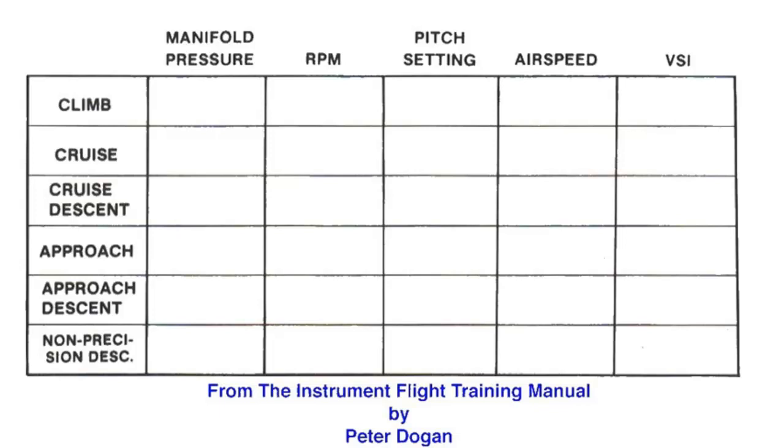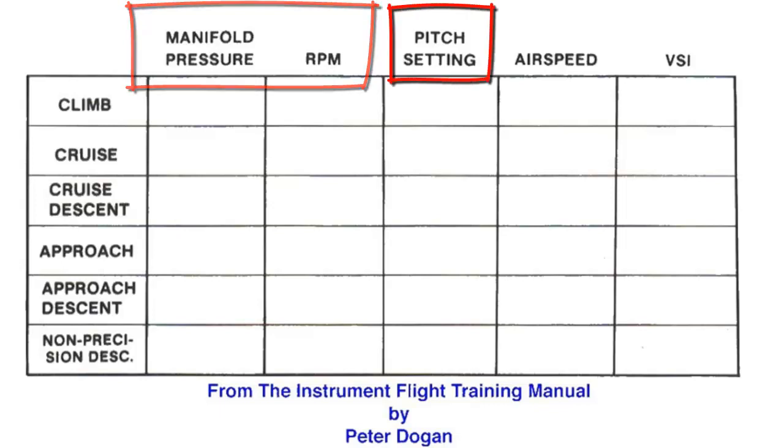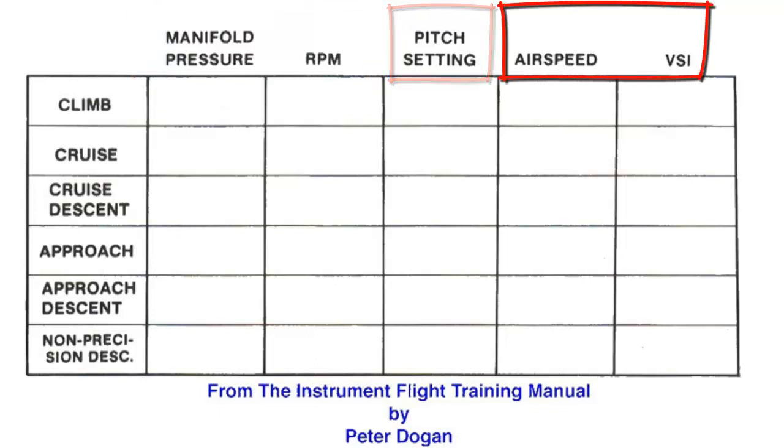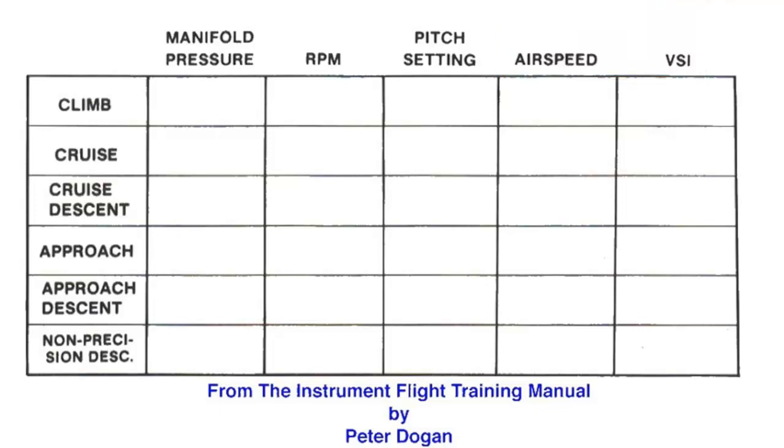a step down, which typically we want a higher rate of descent if we're doing non-precision approaches and doing step downs between fixes. And for each one of those, there was a manifold pressure and an RPM that would give you a certain power, and that in combination with a pitch attitude setting will give you a certain airspeed and vertical speed performance. And when we say pitch here, we're not talking about propeller pitch, we're talking about pitch attitude of the aircraft. How far above the horizon is the nose pointing?